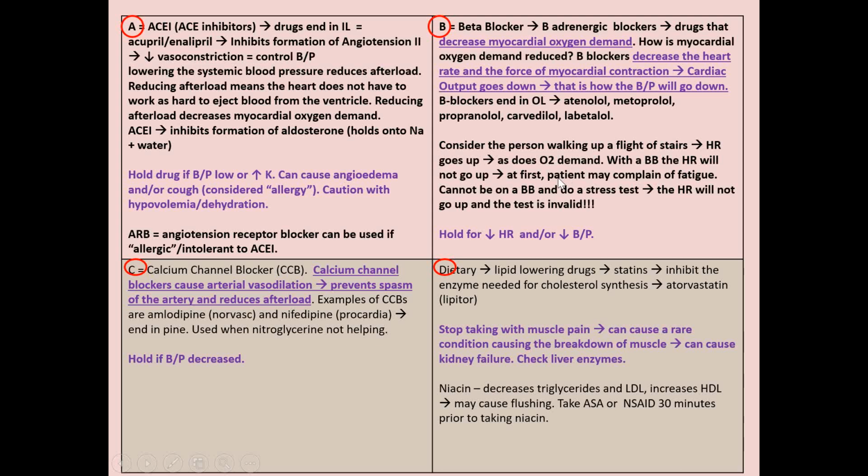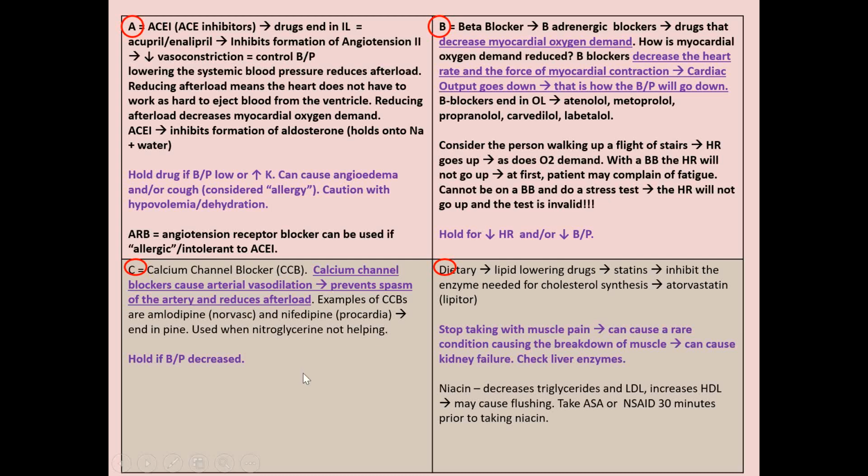The downside of a beta blocker, especially when it's first initiated, is the patient will complain of profound fatigue, which is why sometimes they stop taking it. Again, the beta blocker should be stopped so many hours before a stress test, because in a stress test we want the heart rate to go up, and this will inhibit it. So there are some adverse responses to a beta blocker. Heart rate must be checked, and blood pressure must be checked before administration.